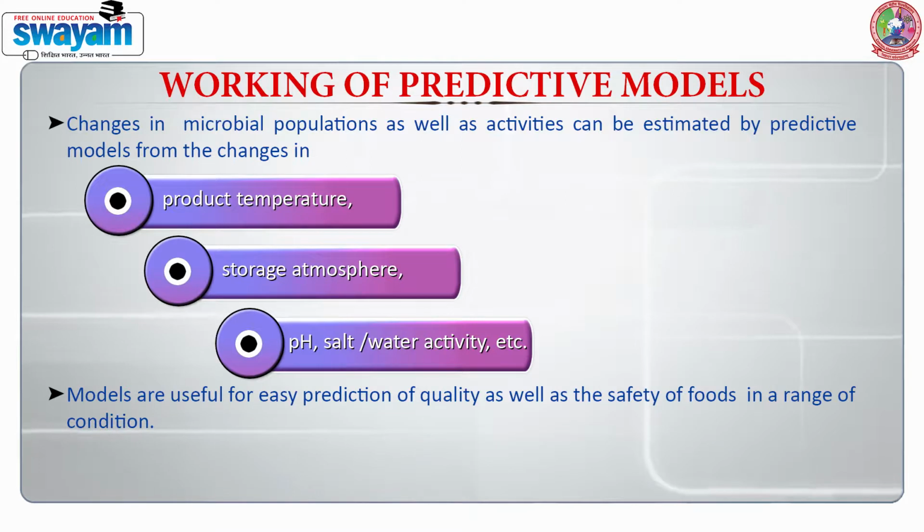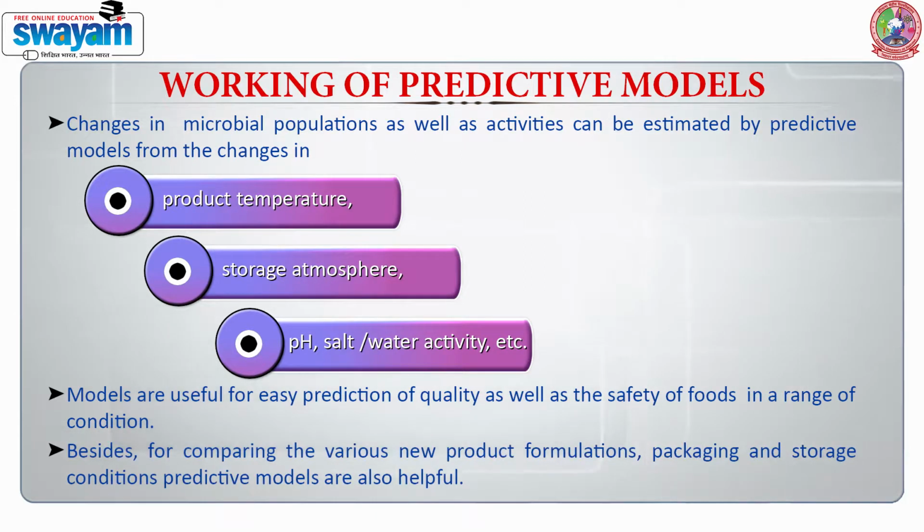When we talk about the safety of foods, we are talking about a range of various types of conditions. Apart from that, these models also help us in comparing various new product formulations, packaging and storage conditions. These predictive models are very helpful when we are designing or introducing new foods in the food industry or in the market.